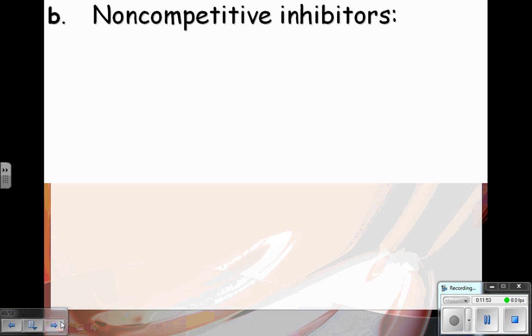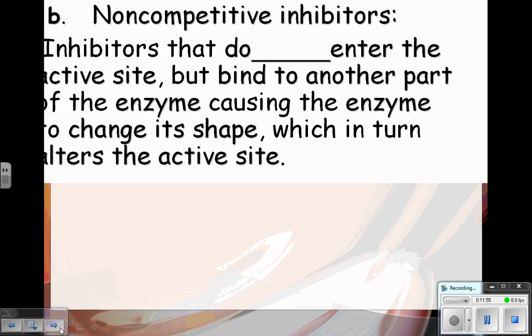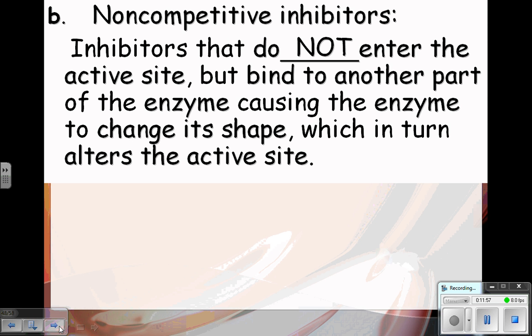Non-competitive inhibitors. So these are ones that are not competing for the active site. So these are inhibitors that do not enter the active site but bind to another part of the enzyme, causing the enzyme to change shape, which in turn alters the active site. So let's take a look at that.